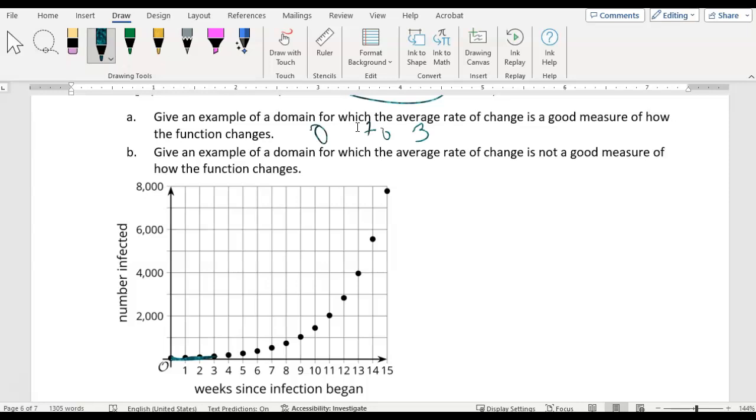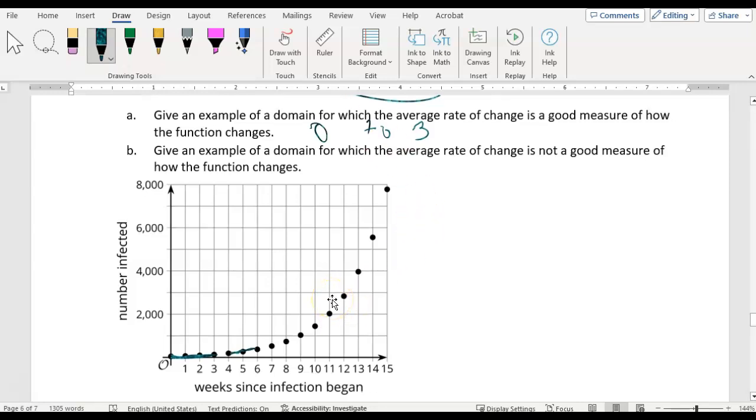But after that, it's starting to increase at a much faster rate, and so then it is no longer a really great rate of change. You might also see it's pretty even here from 4 to 6. That might be okay as well, because we're looking at, again, a very small amount of time and therefore a small increment of increases. So you could also say 4 to 6. That would also be okay.